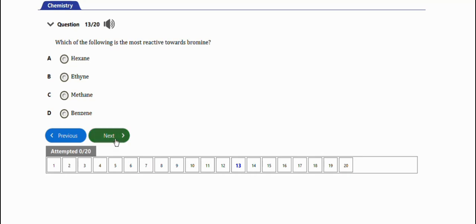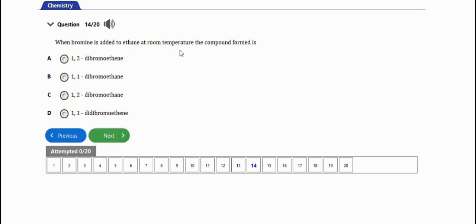The next question says, when bromine is added to ethene at room temperature, the compound formed is: 1,1,2-tribromoethane, 1,1-dibromoethane, or 1,2-dibromoethane. So this option C is correct. This is what we're going to have right for this question.